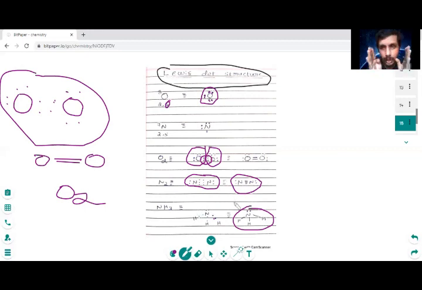I hope the concept of the Lewis structure and how to write the Lewis structure is clear by now. The first step in writing a Lewis structure is to see what the atomic number is.